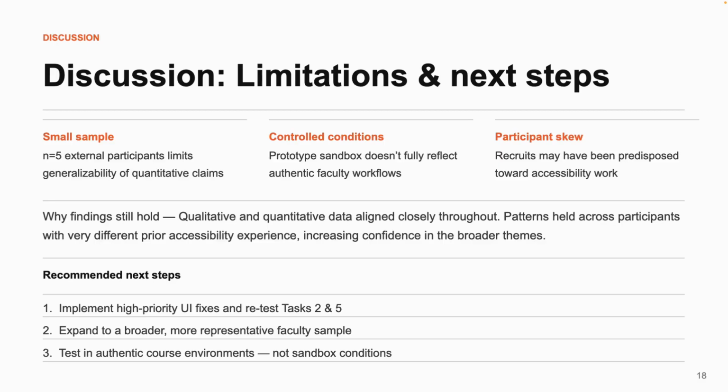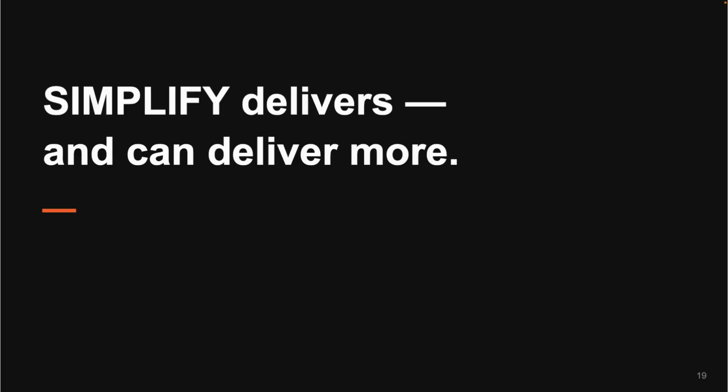Next steps: implement the high priority UI fixes and retest, specifically Tasks 2 and 5. Expand the sample, especially to reach more skeptical faculty with different levels of experience, and move testing into real course environments, not just sandbox. In conclusion, Simplify delivers, and it can deliver more. Median SUS scores of 90, 100% task success, and unexpected learning affordance are all genuine differentiators, along with 4 targeted UI fixes that are well within reach. The foundation is strong, and the path forward is clear.